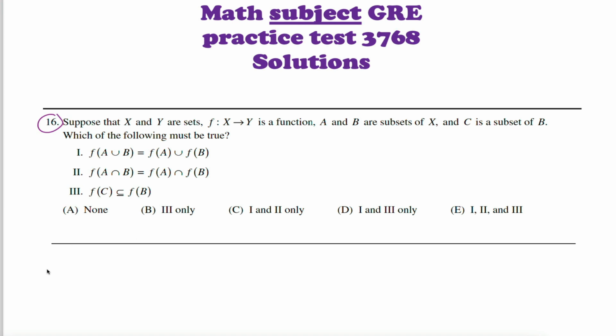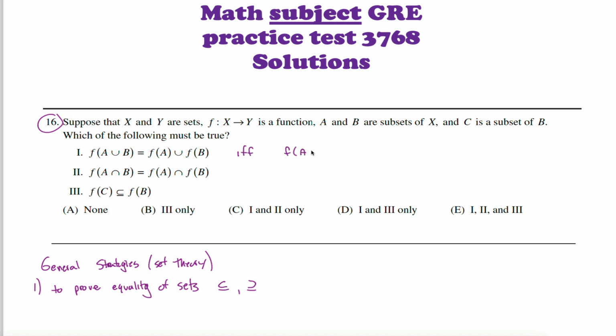Okay, so kind of a general strategy. The first one is, if you're trying to prove the equality of sets, typically the way you do it is you show containment in one direction and then you show containment in the other direction. So for part one here, these two sets are equal if and only if f of the union of A and B is a subset of f of A union f of B, and this f of A union f of B thing is a subset of f of the union of A and B. All right, so when I see equality, I'm thinking there are two problems baked in here. I've got to show containment in both directions.